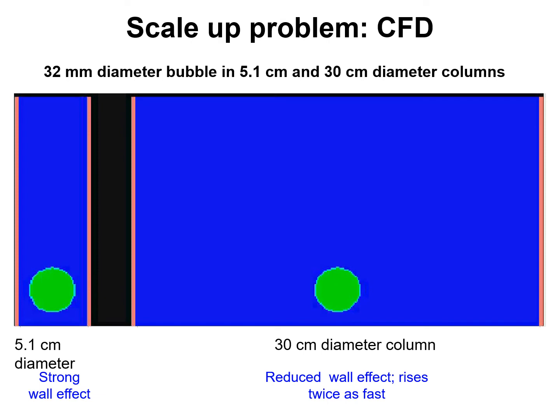Let's do another computational experiment. We take a single bubble of 32 millimeters in size and place it in columns of two different diameters, a 5.1 centimeter diameter column and a 30 centimeter diameter column. And let's have a look at how fast a single bubble of the same size rises in these two columns of different dimensions.